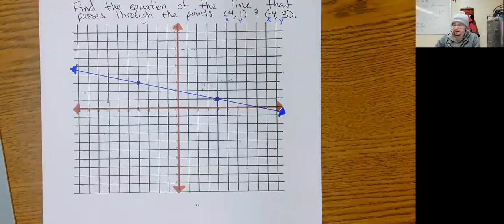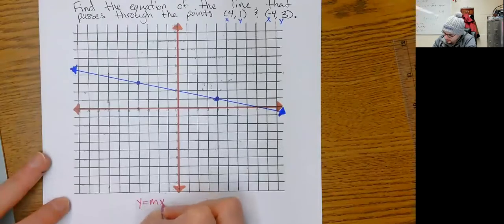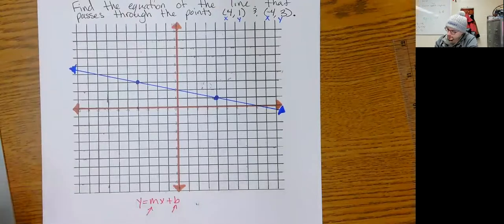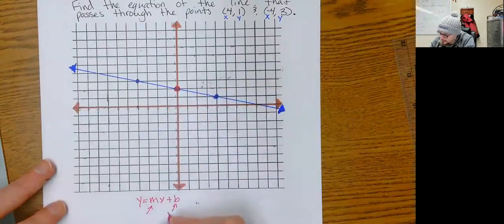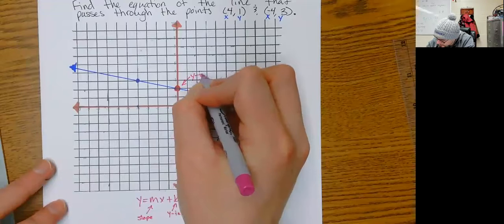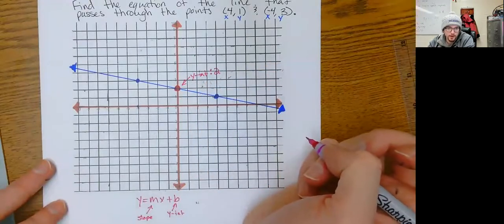So the equation of the line, again, is going to be y = mx + b. That's the easiest form if you have a graph to just look at and find y = mx + b. So we need to find m and we need to find b. Well, b is the y-intercept, right? M is the slope. So the y-intercept is 2. All right, so our y-intercept right here is 2.